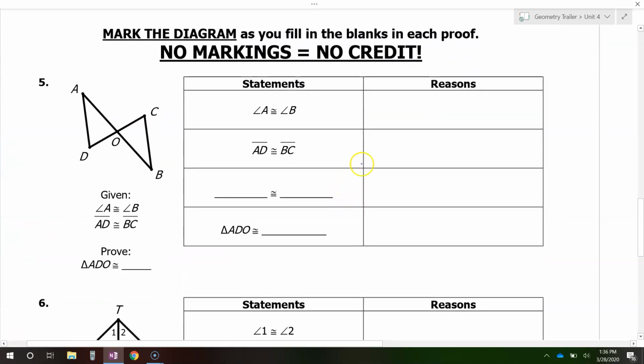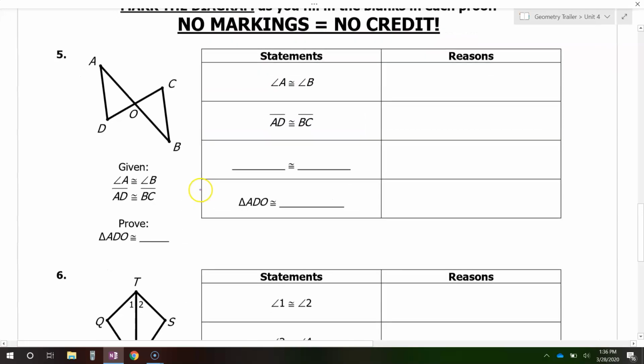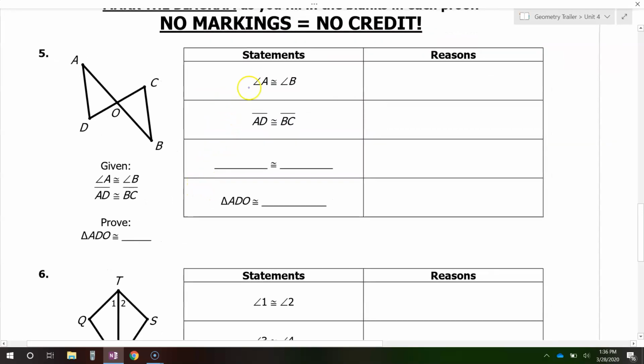Okay. All right, just a couple more. Mark the diagram as you fill in the blanks in each proof. All right, here we go. So they gave us the first couple statements. So angle A is congruent to angle B. Let's go ahead and mark that. So that's angle A is congruent to angle B. All right, that's given.